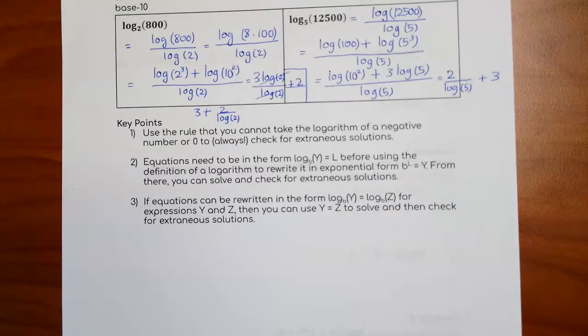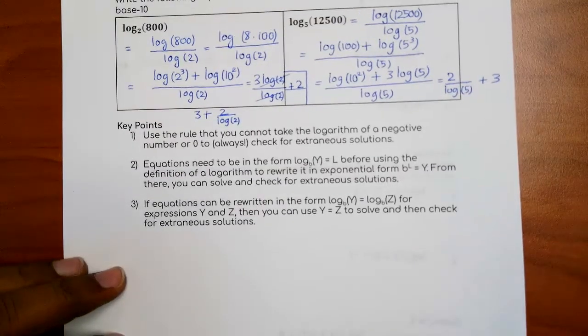The third point is if equations can be rewritten in the form log base b of y is equal to log base b of z for expressions y and z, then you can use y equal to z to solve and then check for extraneous solutions. So it's exactly the opposite of taking the logarithm on both sides. So if you have log on both sides, you can just get rid of the logs from either side and go ahead and write your final answer and then check for solutions.